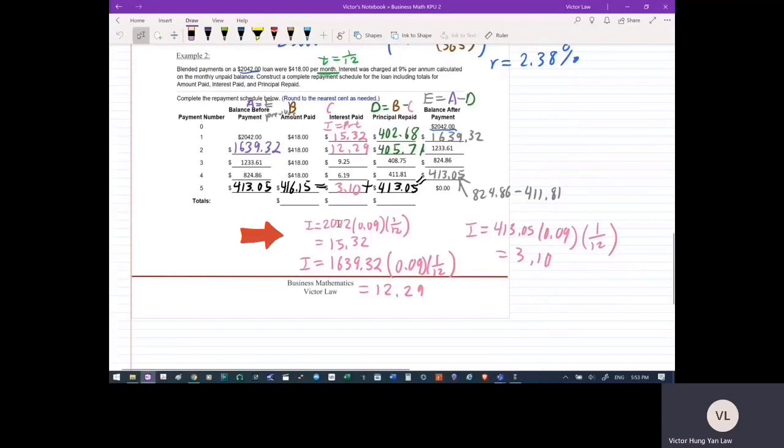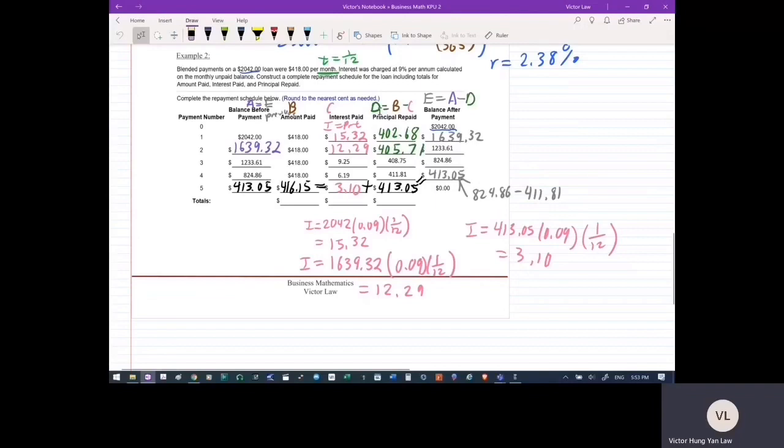So that's P, and the R is the 9% given in the question. That's 9% per annum, so that's the interest rate per year. And then our T is 1 over 12 because these are monthly payments. We're paying $418 per month, so our T is 1 over 12. Once we multiply these 3 numbers together, I equals PRT, we get 15.32, and that's what we put down as the first number.